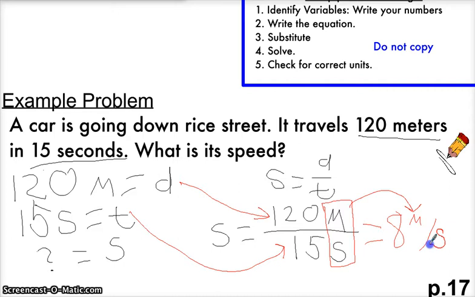So this is how you're going to get graded on this. Step 1, you're going to get credit for doing your knowns and unknowns. Step 2, you're going to get credit for writing down your equation. Step 3, substitution. Step 4, solving it. And step 5, having your correct units. Every single math problem you do this year in science will need to have all of these steps done to get full credit.